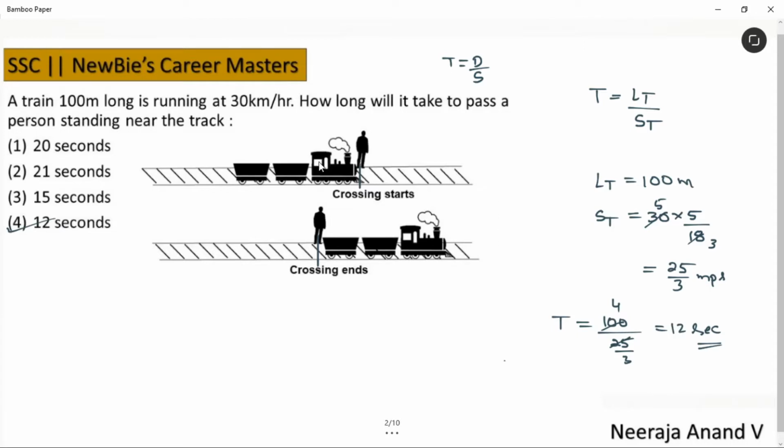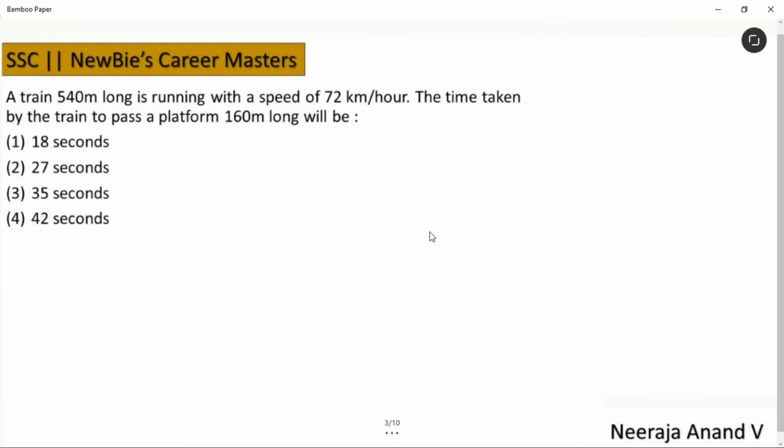See here, when the train is crossing a stationary object, where you can neglect the length of the stationary object, you can use the formula: time taken to cross that stationary object is equal to length of the train divided by speed of the train. Simple. Second question is, a train 540 meters long is running with the speed of 72 km per hour.